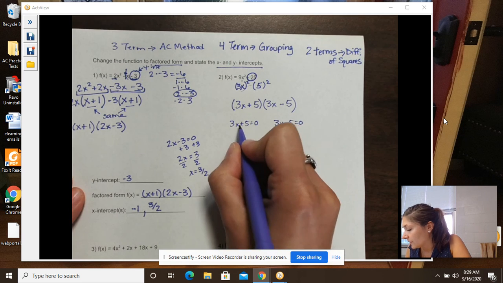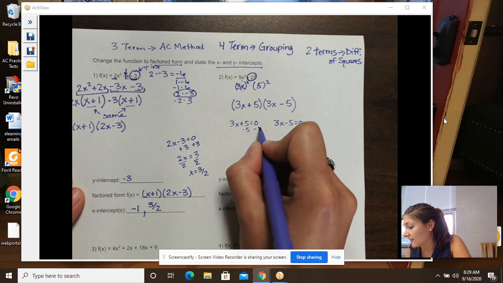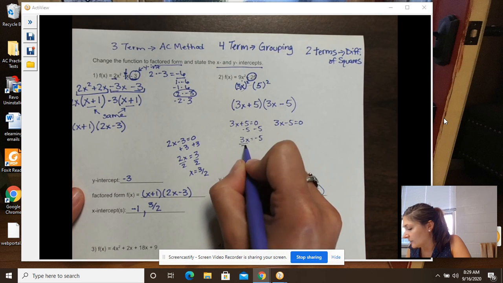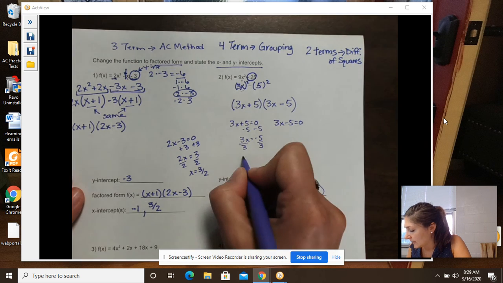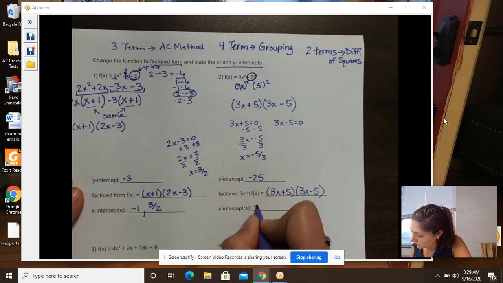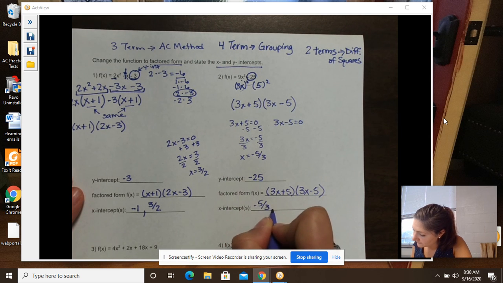Okay? So for 3x plus 5, I'm going to subtract 5 to start. So I get 3x equals negative 5, and then divide both sides by 3. So I get x equals negative 5 over 3. So there's one x-intercept, negative 5 over 3.